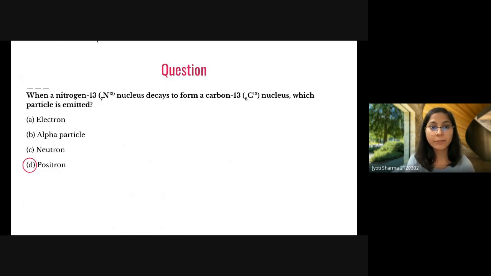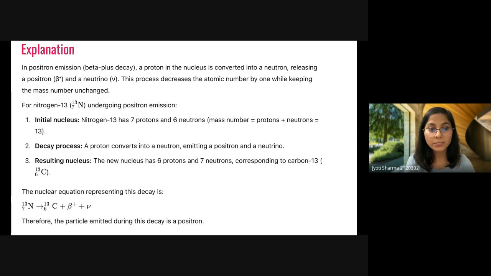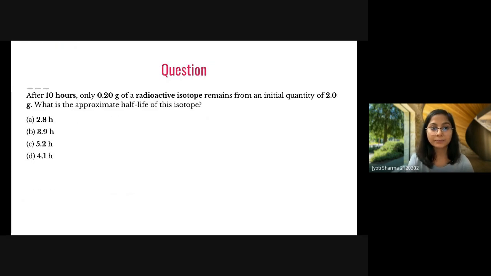So I think from here it is clear why this is positron. If it is from 7 to 6, means your atomic number has been reduced by 1, then it should be positron. If it has been reduced by 2, then it should be alpha particle. If it is increased by 1, then it should be electron. If there will be the same 7 and 7, then this should be neutron. Okay, so this is how D is the right answer.